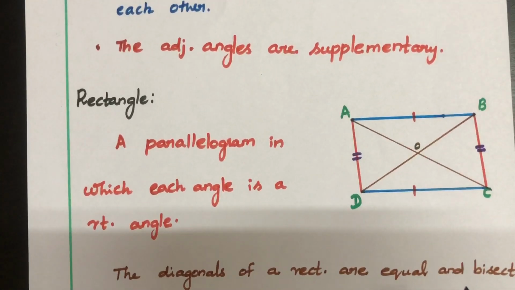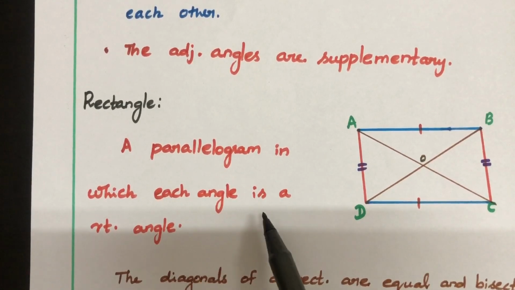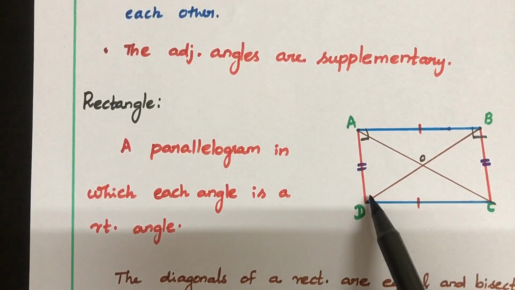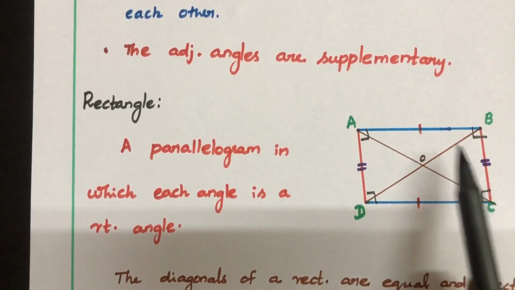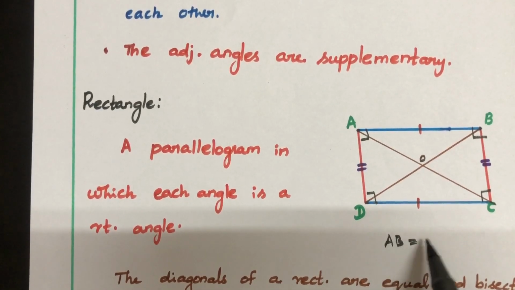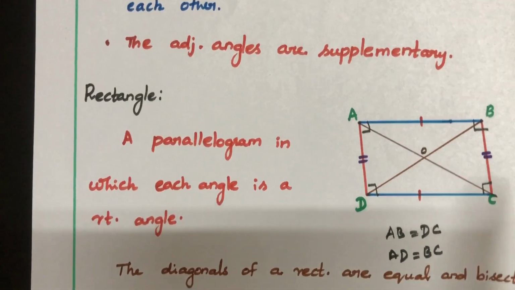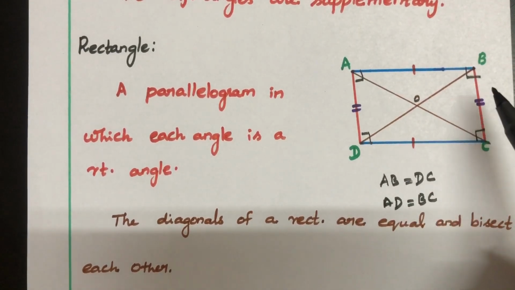Next, rectangle. We all know very well about rectangle, right? A parallelogram in which each angle is a right angle. All the angles are right angles. Also, the opposite sides are parallel and equal. This AB is equal to DC. Similarly, AD is equal to BC. This is another important thing. The diagonals of a rectangle are equal and bisect each other.